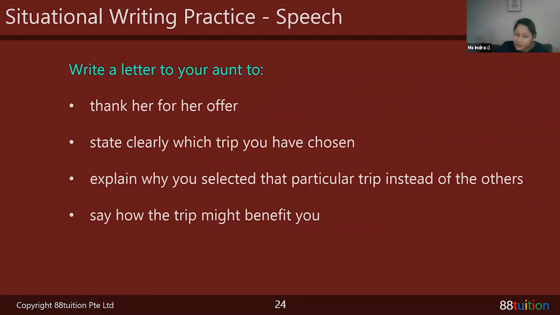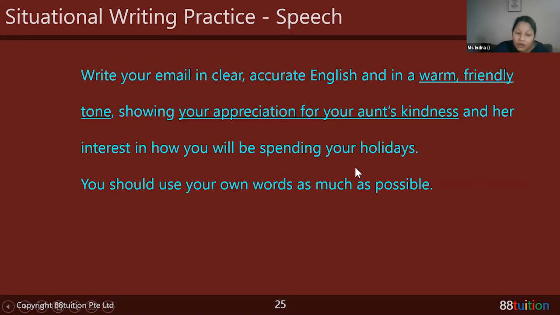What you are supposed to do is to thank her for her offer, state clearly which trip you have chosen, and explain why you have selected that particular trip instead of others. So you have to write the pros and cons, and explain what one has as an advantage over the others, and say how the trip might benefit you. Now write your email, very simple, in clear, accurate English in a warm, friendly tone, showing your appreciation for your aunt's kindness and her interest in how you'll be spending your holidays. So basically she cares about you. Then you need to thank her and express what you want to do during the holidays.